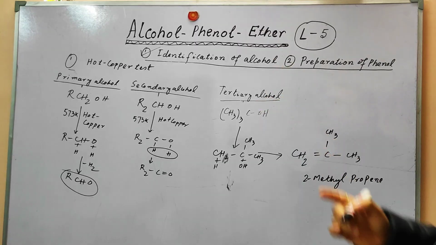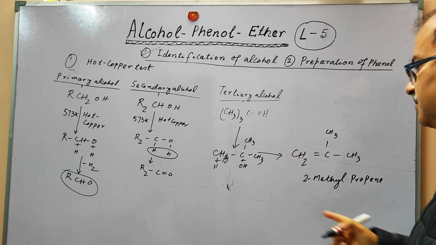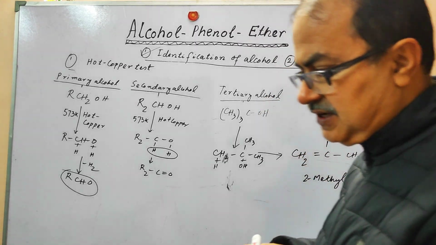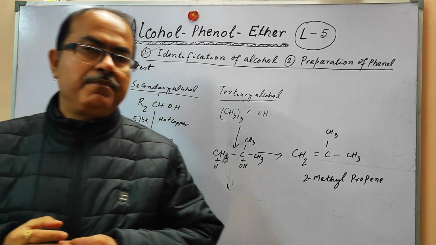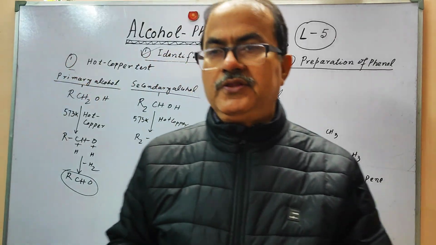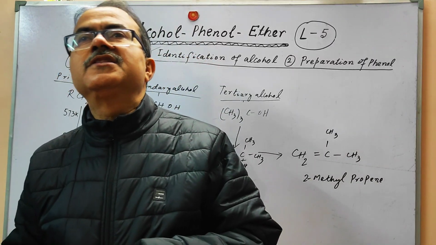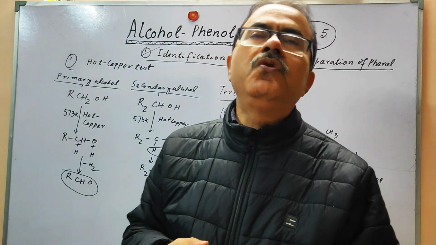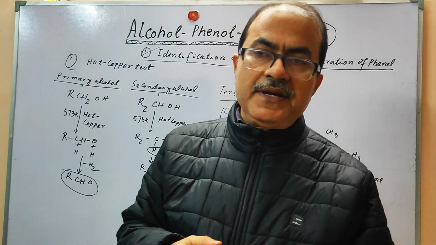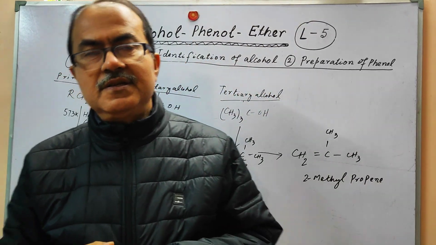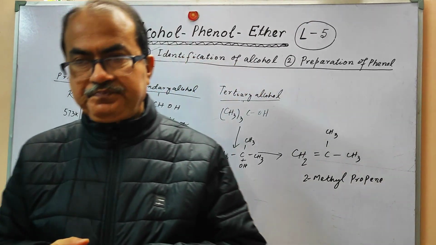So from this hot copper test we can see that different types of products are produced, by which we can identify the different types of alcohols, that is 1 degree, 2 degree or 3 degree alcohols. So there are 3 ways by which we can identify the alcohols: the Victor-Meyer test, then the Lucas test, and then the hot copper test.